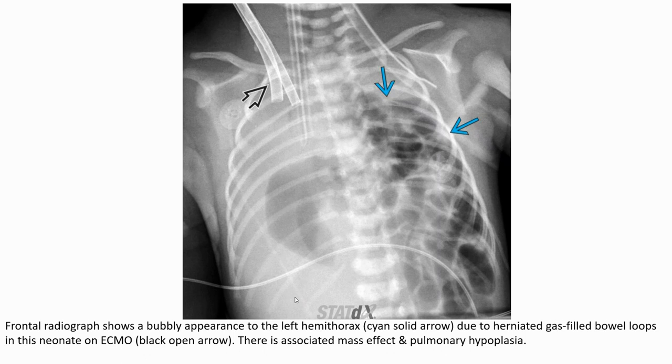Here is another left lung bubbly appearance due to herniated gas-filled bowel loops in a neonate who is on ECMO, with associated mass effect and pulmonary hypoplasia.